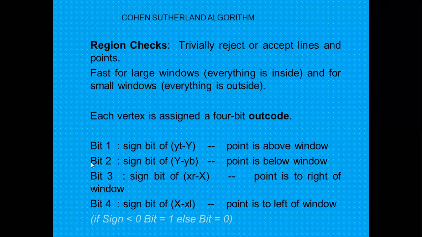Now, bit 1: how will we calculate the value of bit 1? Here we will check the sign bit of yt minus y. What is yt minus y? It is already given to you. yt means y top, so y top minus y, where x and y are the coordinates of the given vertex which you are going to testify.